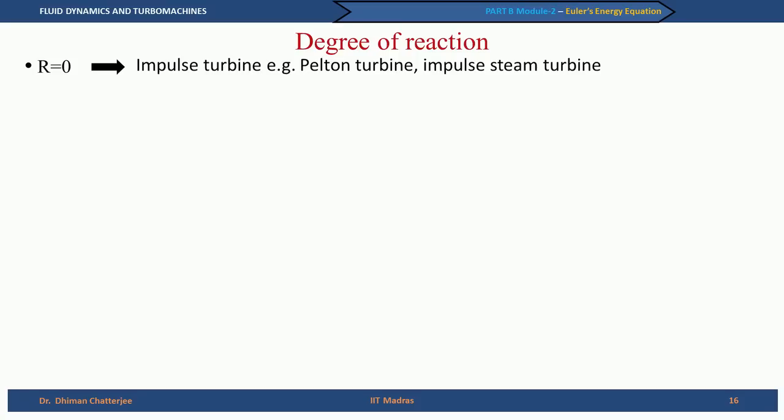Please note that when I say R equal to 0 or pressure change is not there, I refer to the pressure change is not there in the runner. It does not mean that pressure change cannot take place in any component of a turbo machine. That is not possible. Okay.